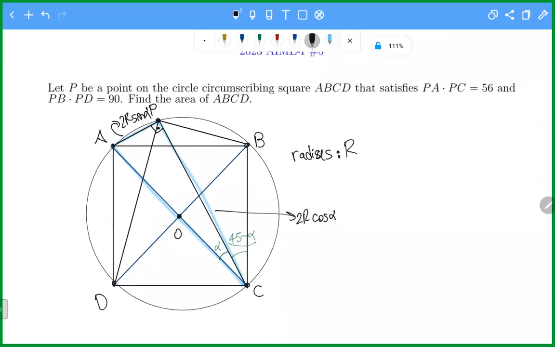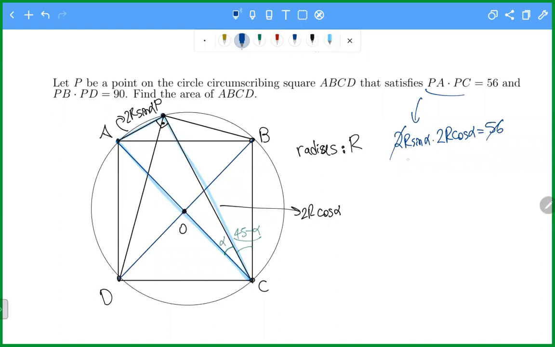And then let's use the first equation. So the first equation can be written as 2R sine alpha times 2R cosine alpha equals 56. And then, after we cancel 2 and use the double angle formula, we obtain R squared sine 2 alpha equals 28.